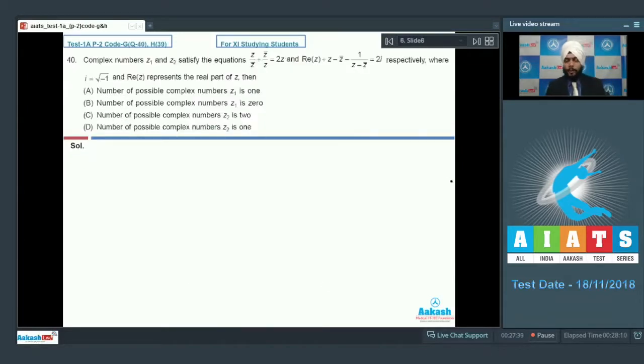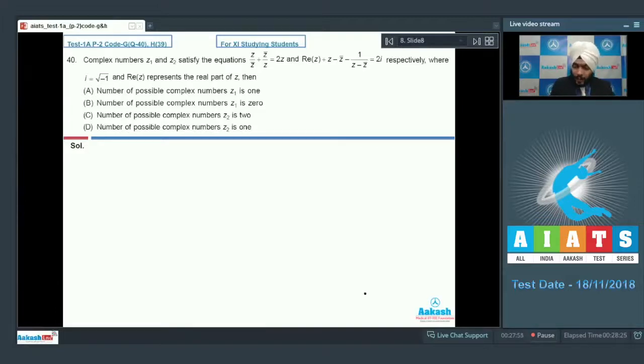Talking about question number 40, based on complex numbers, it says that complex numbers z1 and z2 satisfy the equations z upon z bar plus z bar upon z is equal to 2, and real part of z plus z minus z bar minus 1 upon z minus z bar is equal to 2 iota, respectively.